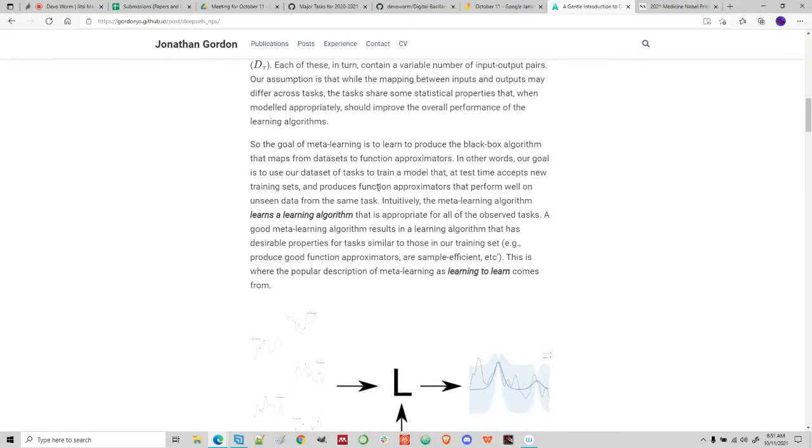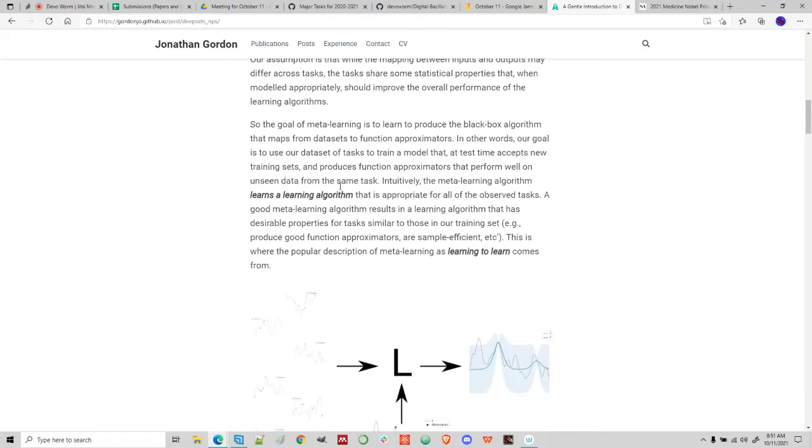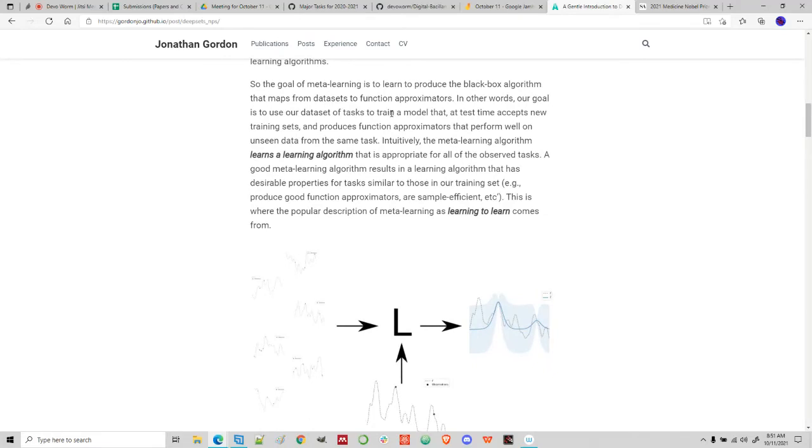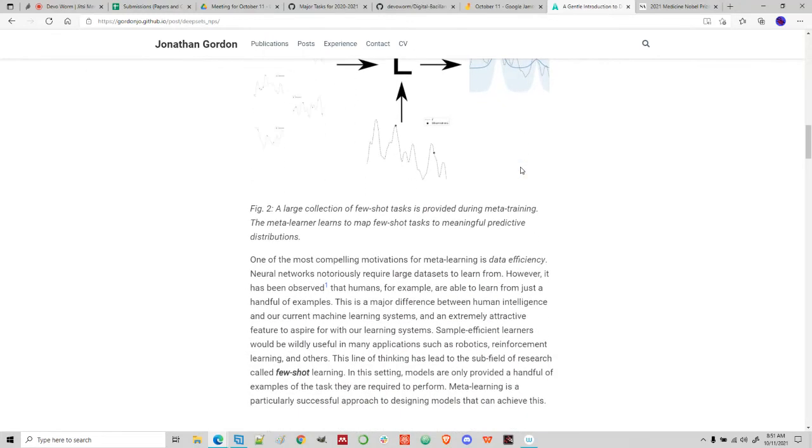So the goal of meta-learning is to produce a black box algorithm that maps from data sets to function approximators. Our goal is to use data of tasks to train a model that accepts new training sets and produces function approximators that perform well on data that's not seen before or is not labeled. Meta-learning learns a learning algorithm that is appropriate for all the observed tasks. So that's learning to learn.